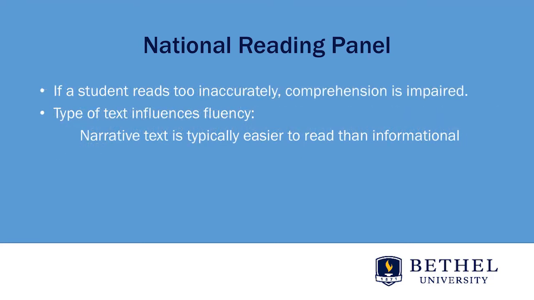If the student does not read words accurately, comprehension is definitely impaired. You can see that there are many factors that need to be in place for the best chance for comprehension to occur. In addition, the type of text can influence fluency. Students and teachers should understand that the rate and accuracy may be affected by reading informational versus narrative text. Informational text includes more complex syntax and more Tier 2 and Tier 3 words.